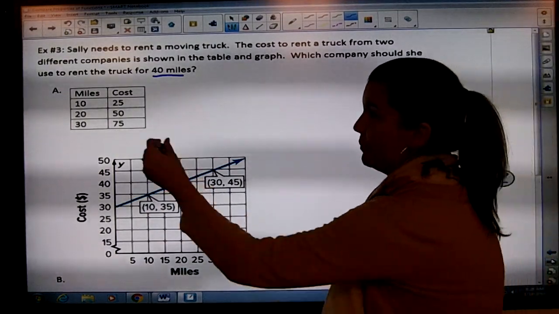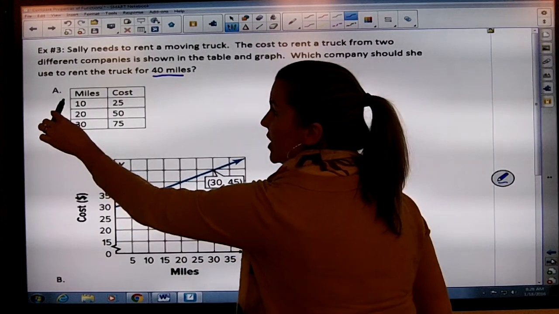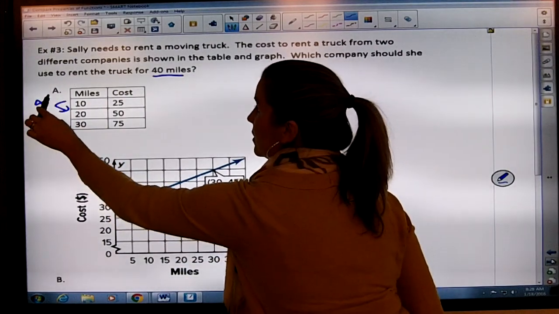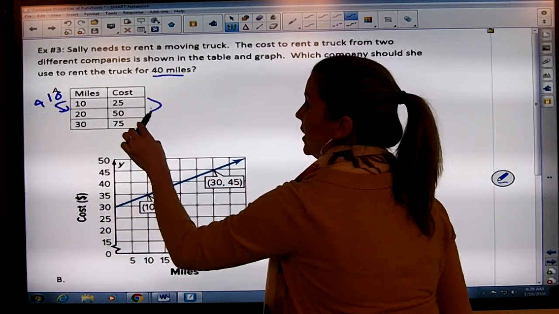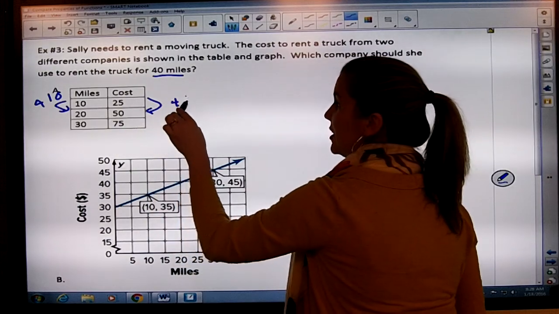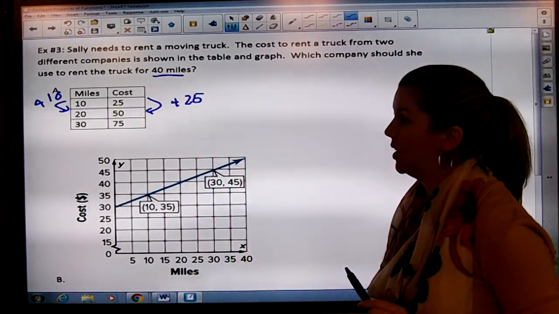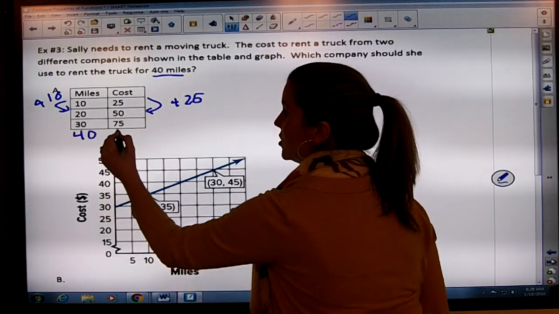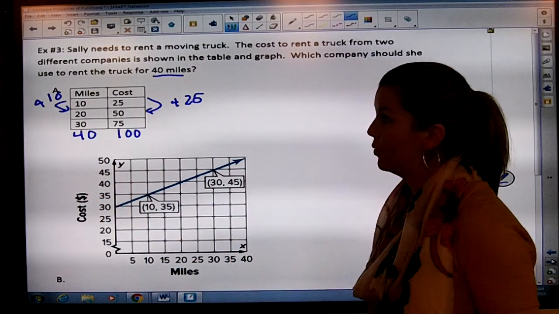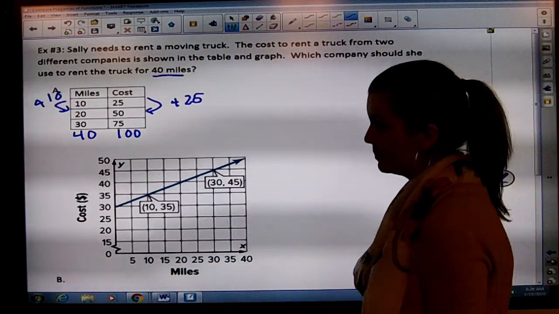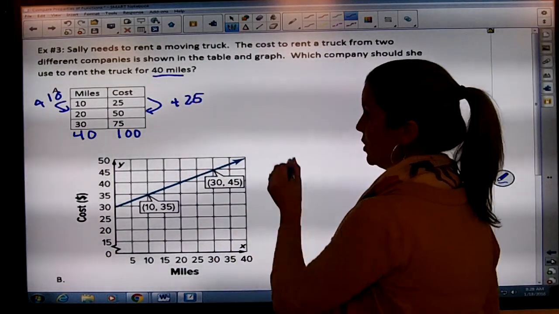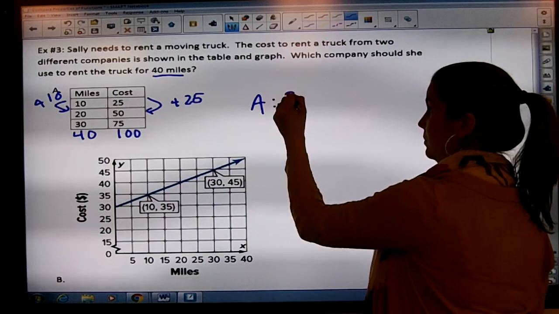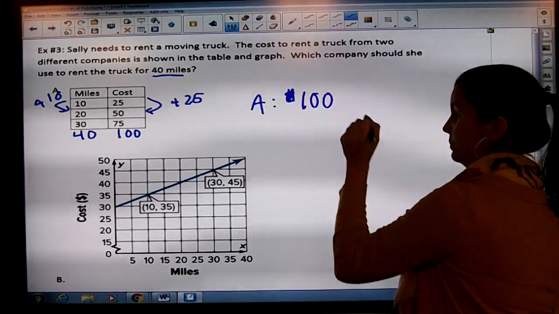And let's see, if we're increasing each time by 10 miles, we are increasing each time by $25. So let's continue this table. At 40 miles, it would be $100. And that's what we were asked for. So for company A, it would cost $100.